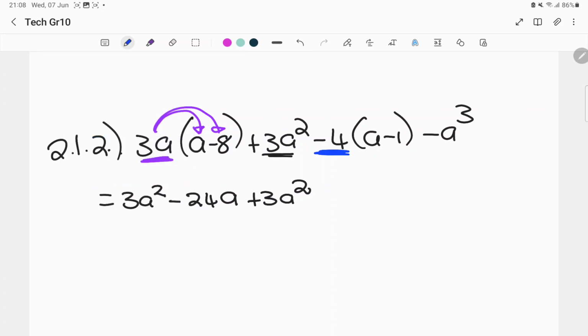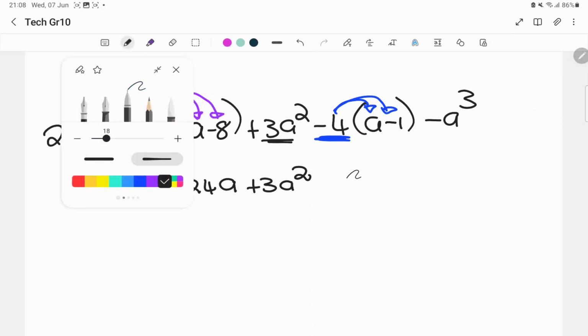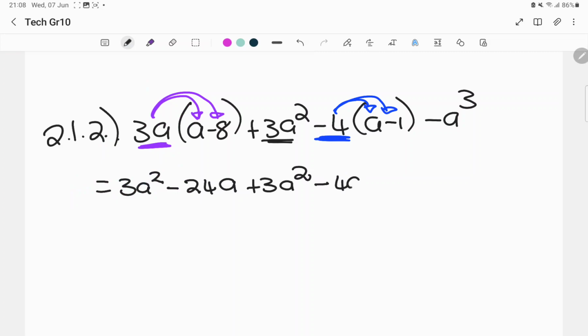Now I have a negative 4, so I have to multiply negative 4 into my bracket. So it's going to be negative 4 times a, which becomes negative 4a, and then negative 4 times negative 1, so minus 4 times minus 1, becomes positive 4, and then I'm left with minus a to the power of 3. Now that everything is multiplied out, we're going to get our like terms.